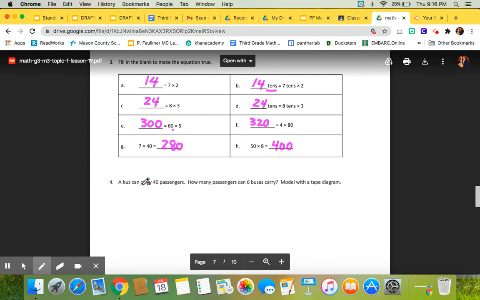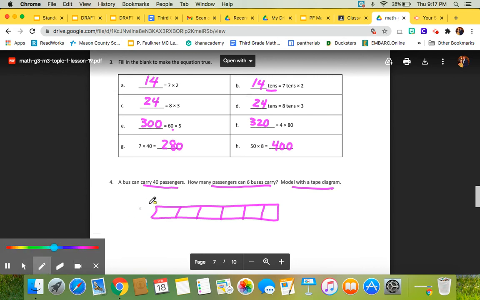A bus can carry 40 passengers. How many passengers can 6 buses carry? And they want us to model with a tape diagram. So remember when we have our tape diagram, we have equal groups. We have 6 buses. 1, 2, 3, 4, 5, 6. They're not actually equal here, but they should be. And in each bus, we have 40 passengers.